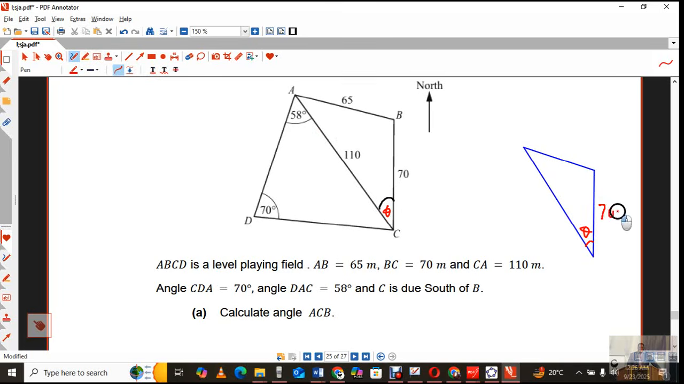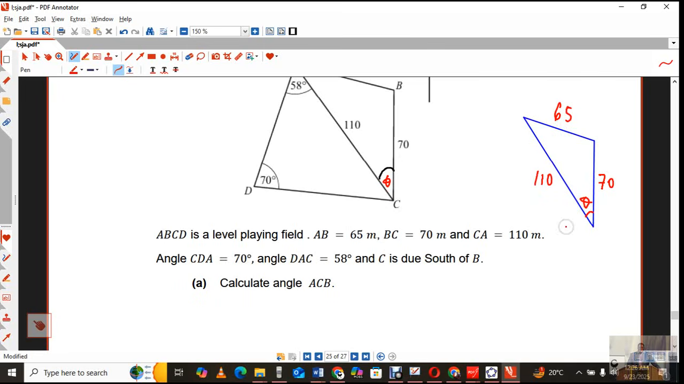We know this is 70 meters. We know this is 65, and we know this is 110. We have got three sides given when we are looking for an angle. The moment we have three sides given, we are going to use the cosine rule.